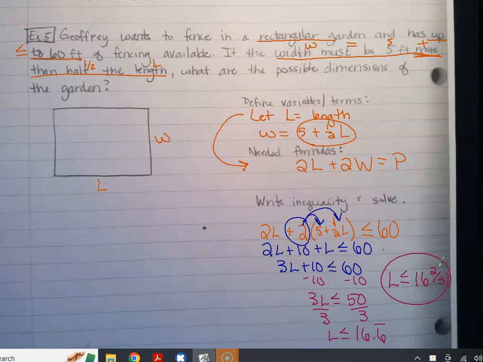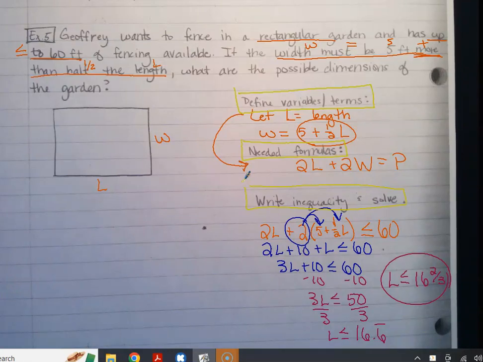So again, when you're working on your homework tonight, and you get to these word problems, work yourself through these steps. Define the variables or the terms that you want to use. Are there any needed formulas that you already know? Like this one, we needed the perimeter formula. And then try to write out your equation, or in this case, your inequality, and solve it from there.